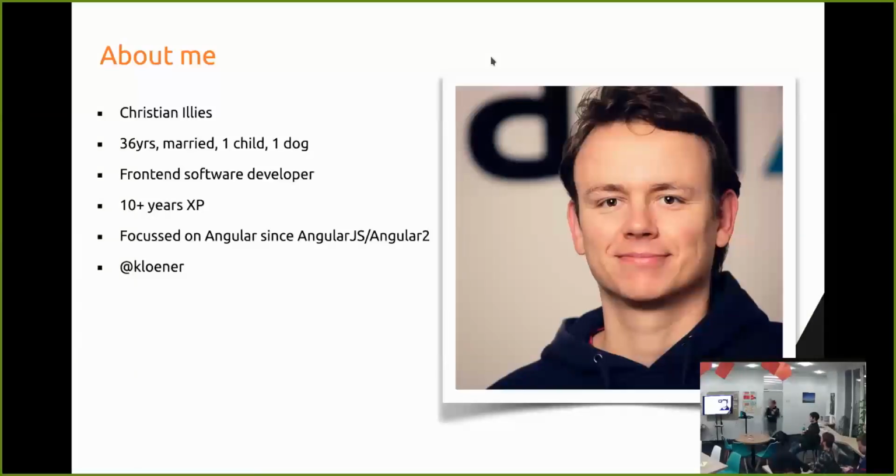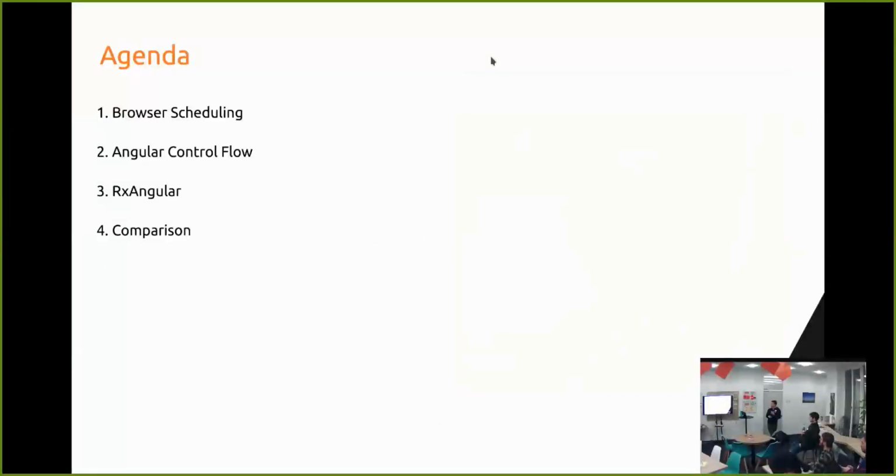Now let's dive into the agenda for today. Before we start, I would like to talk about the current native browser scheduling methods we have. After this, I will show shortly the Angular control flow syntax and what we can do about the rendering process there. And then we dive into RxAngular. After this, I show you a short example. And of course, the example code is also on GitHub.